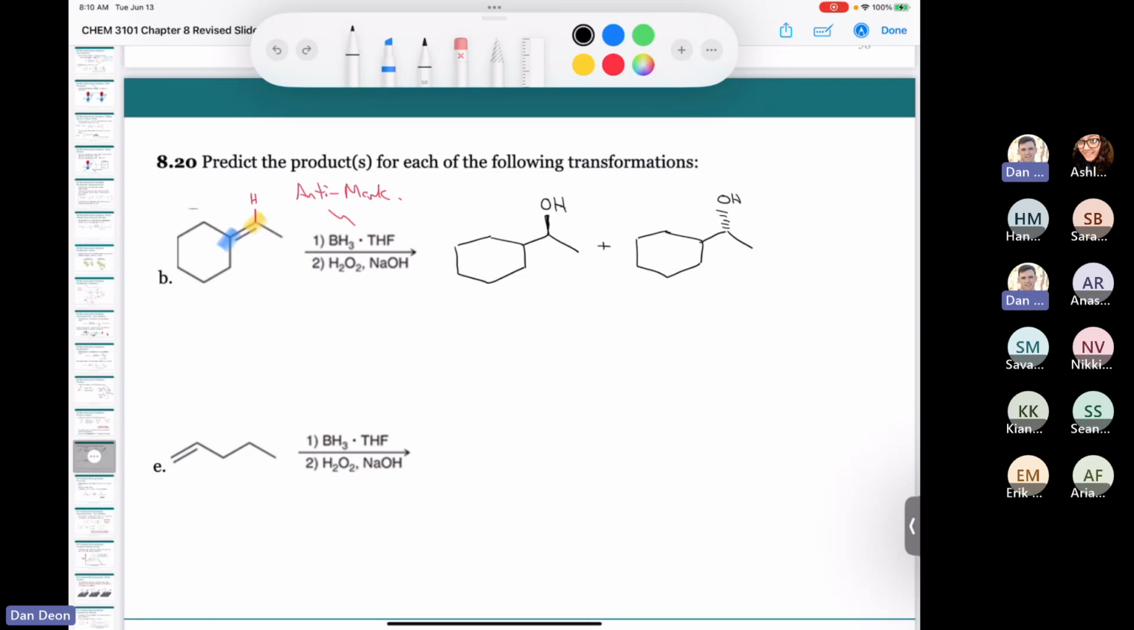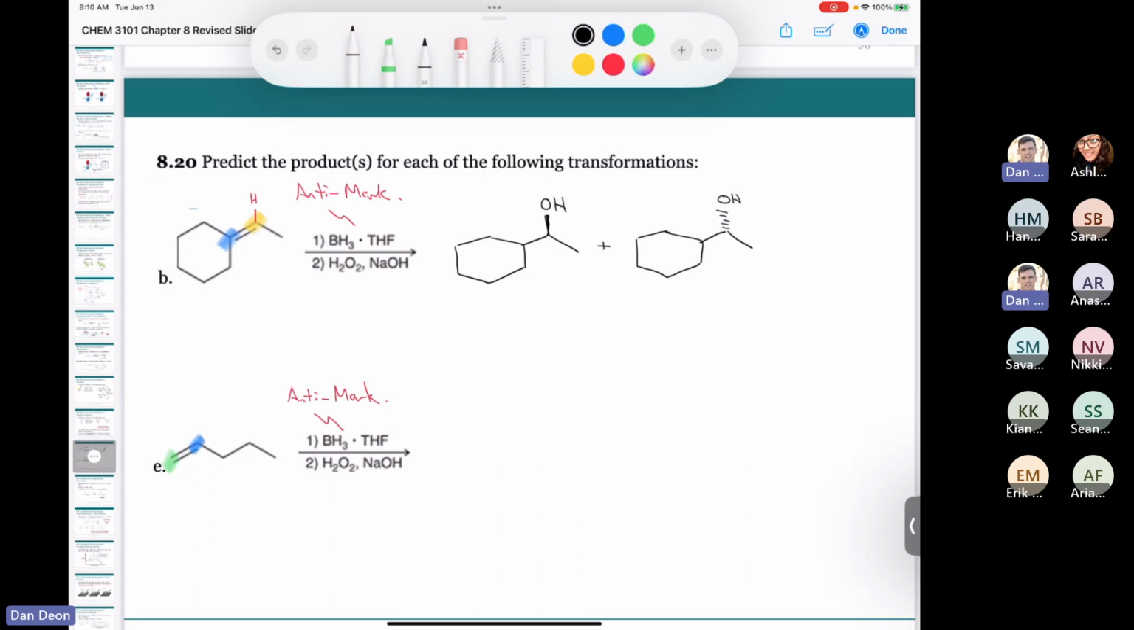All right, for the next one, we get no chiral center. So let's try it again. If I highlight this carbon in blue and this carbon in green, could anybody tell me which one of these carbons is going to take the hydroxyl if I'm doing an anti-Markovnikov addition of water? So again, anti-Markovnikov, right? It's the green one that's going to take the hydroxyl.